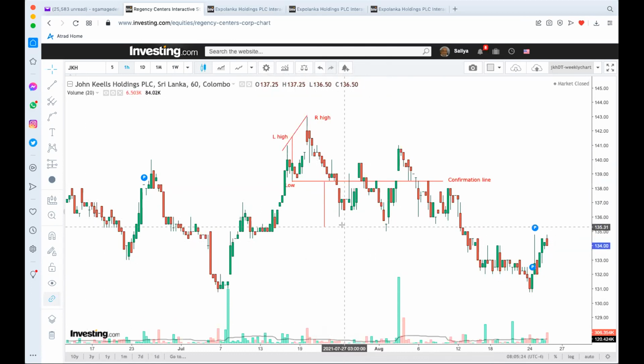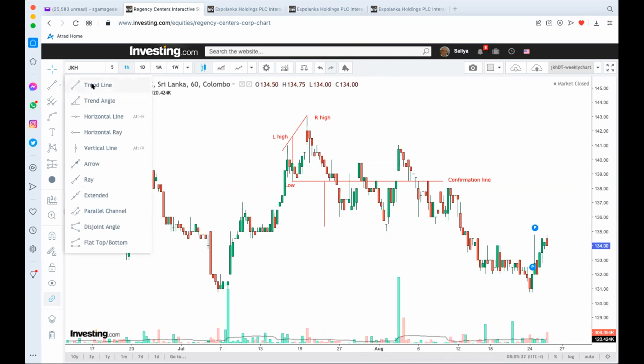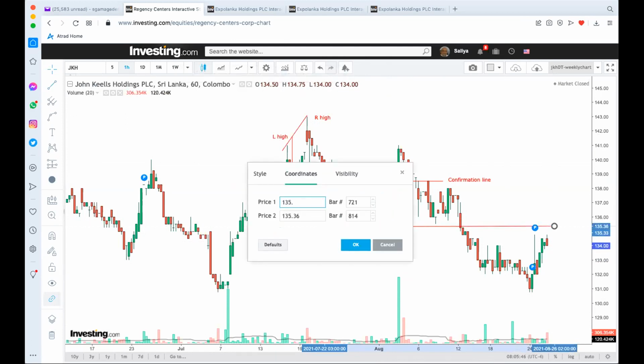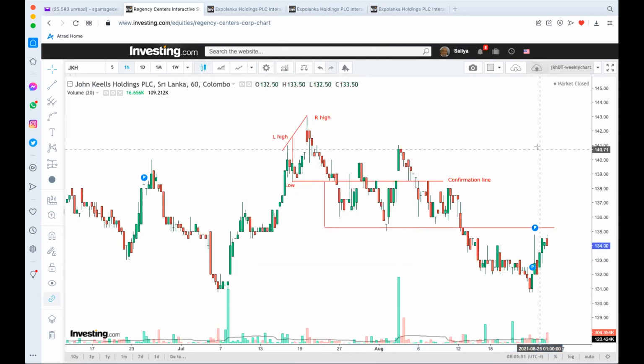Then we check this price area, that's about 135.28, that means 135.30. In the present market, you don't have 135.30, so we'll take it as 135.25. And we do a horizontal line, change it to 135.25. And you can see that eventually it came and tested that. Then we can see that it was broken out and the prices kept coming down below.